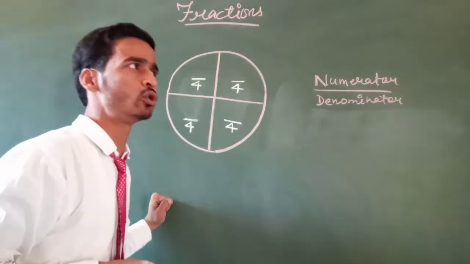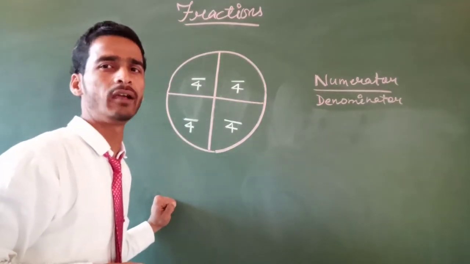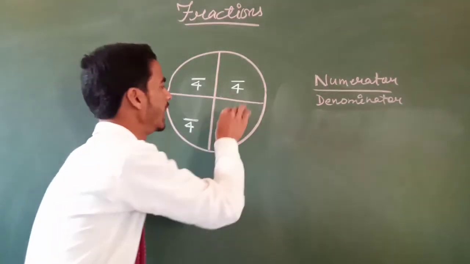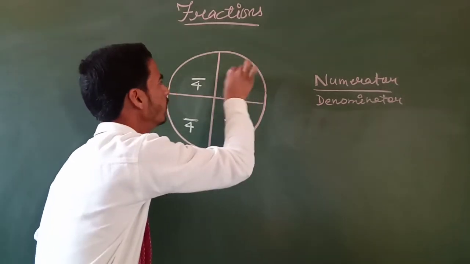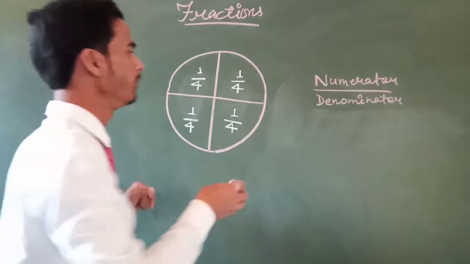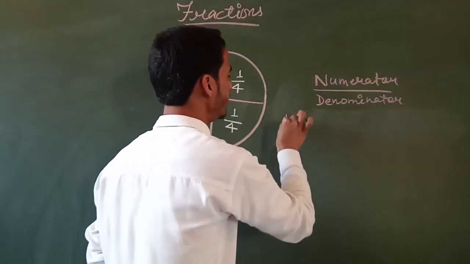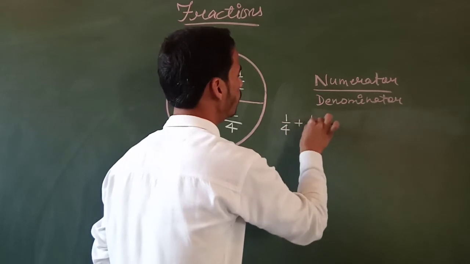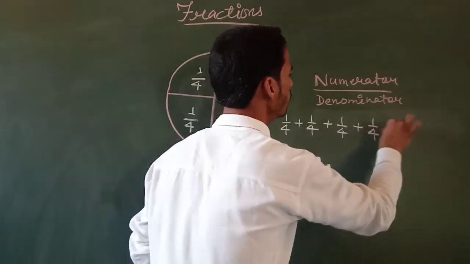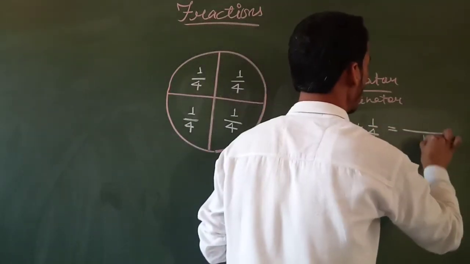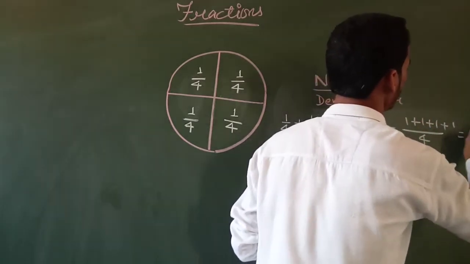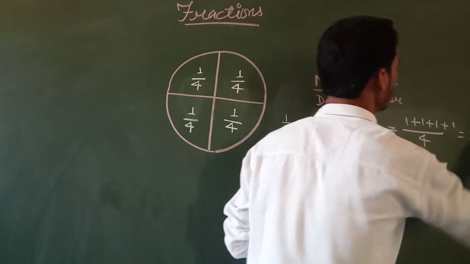And what is the numerator? The numerator shows what fraction of the whole this part is. So that will be 1 by 4, 1 by 4, 1 by 4, 1 by 4. When we add them all together, 1 by 4 plus 1 by 4 plus 1 by 4 plus 1 by 4, the numerators give 1 plus 1 plus 1 plus 1, that is 4, so it is 4 by 4, and 4 by 4 is equal to 1.